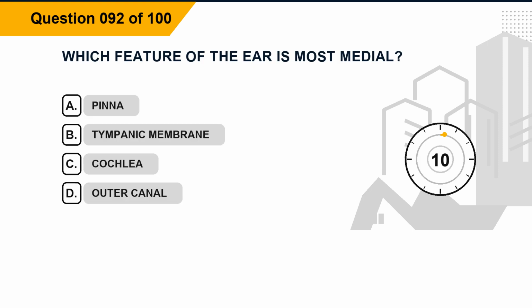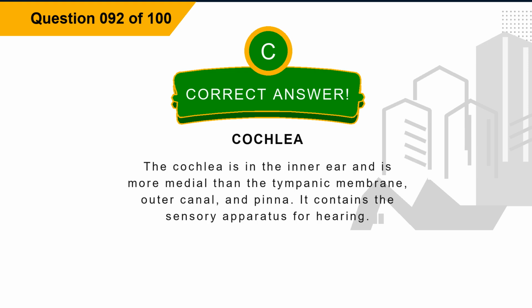Question 92. Which feature of the ear is most medial? Option A, pinna. Option B, tympanic membrane. Option C, cochlea. Option D, outer canal. The correct answer is option C, cochlea. Explanation: the cochlea is in the inner ear and is more medial than the tympanic membrane, outer canal, and pinna. It contains the sensory apparatus for hearing.